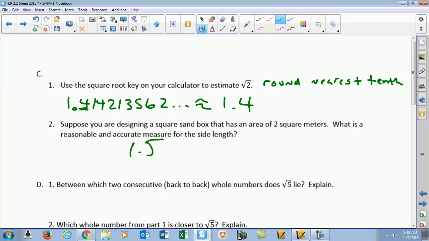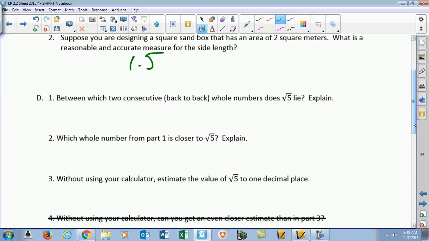All right, so between which two consecutive integers, or I should say whole numbers, so when they say back to back, that's like 4 and 5, 6 and 7, 8 and 9, would the square root of 5 lie between? Don't even try to use your calculator here. Think of what the answer would be. What two whole numbers would it lie between?